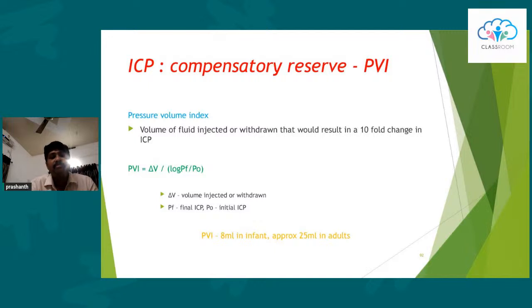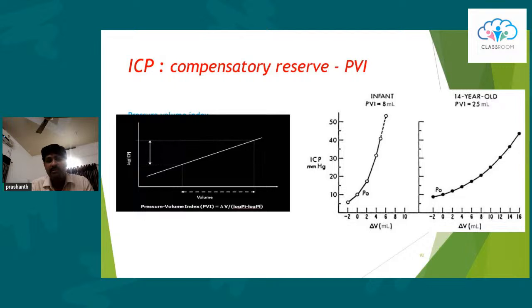So as I told you, this logarithmic relationship makes the relationship more linear. So you can see the log of change in pressure with volume is a linear relationship. So the calculation becomes easier. That is the basic advantage here.